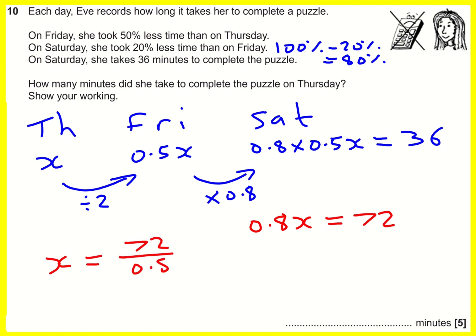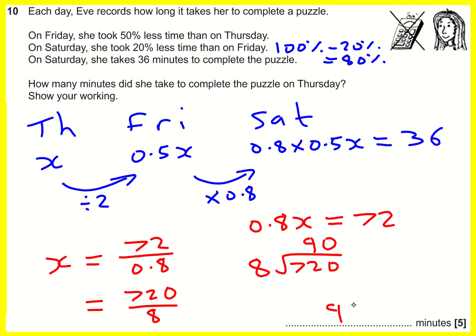I've got a decimal division. To deal with this, we make it so it's not a decimal division. We can times the top by 10, we can times the bottom by 10. And it becomes 720 divided by 8. 8s into 72 go 9, so 8s into 720 go 90. It's going to be 90 minutes.